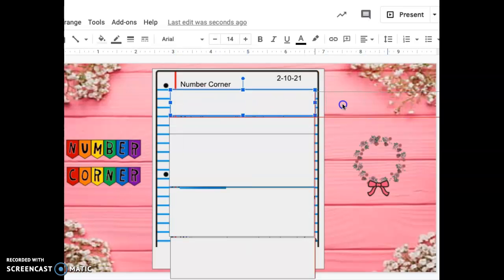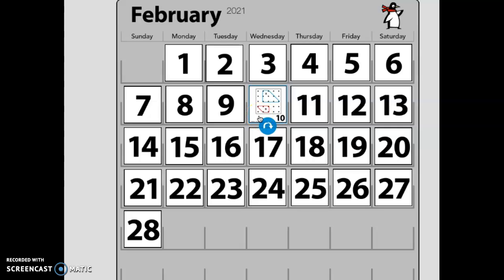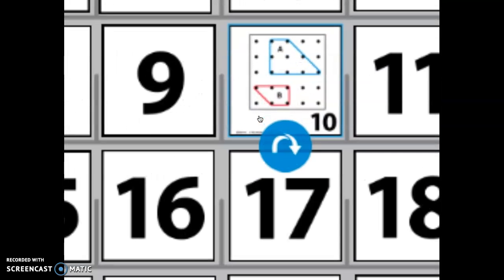All right, for number 1, we are going to look at the calendar. The first thing we will do when we look at the calendar is we will draw the picture. So friends, here is today's picture. Make sure to include the dots, how many dots for each shape. Press pause if you need more time to draw the shapes.